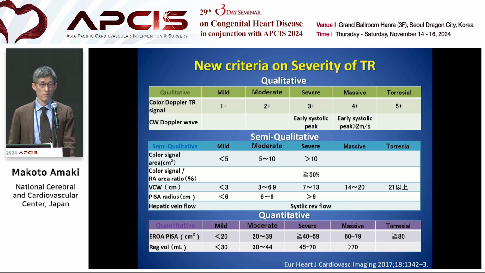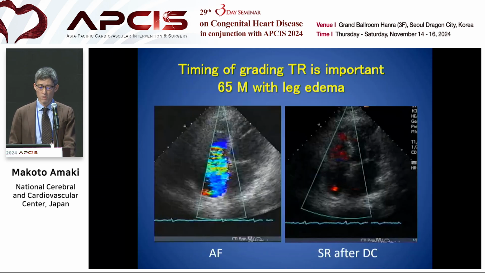TR. If the conventional measurements say only severe, then after the treatment, the patient may end up with a severe TR, but the starting point may be massive or torrential, which means that the degree has changed 1 or 2 grades in the TR. So that is very important.